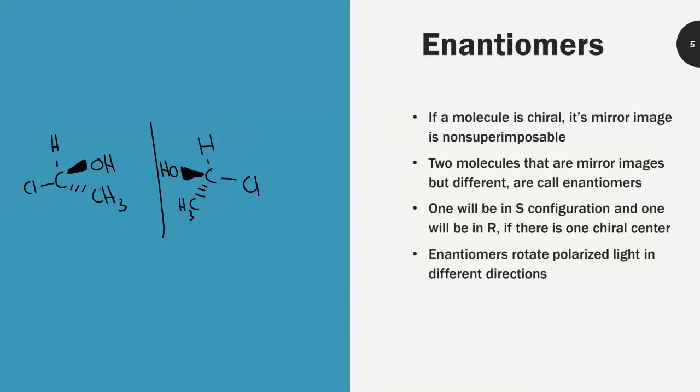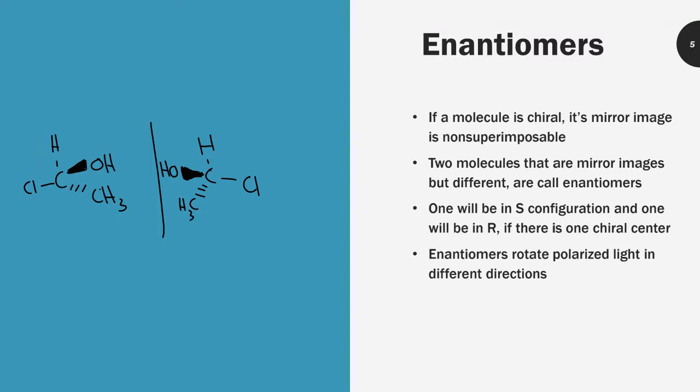So in enantiomers, if a molecule is chiral, again, that means that its mirror image is non-superimposable. So a pair of mirror image molecules that are not superimposable are enantiomers. And we have enantiomers when they have 1 chiral center, then you have 1 in S configuration and 1 in R.